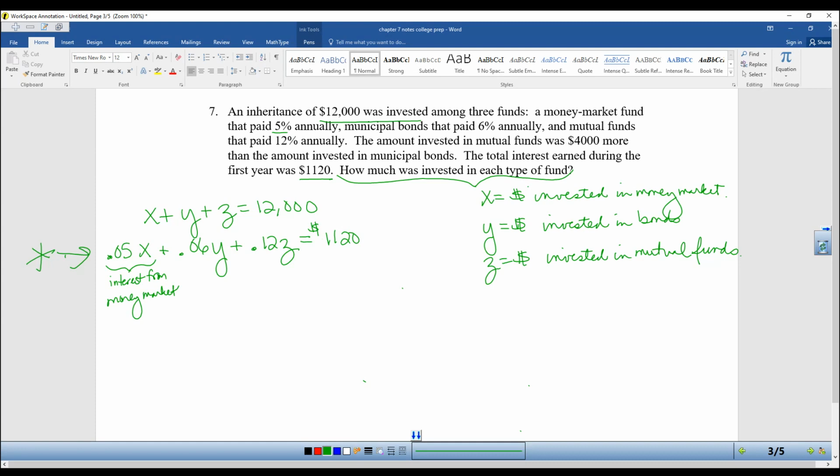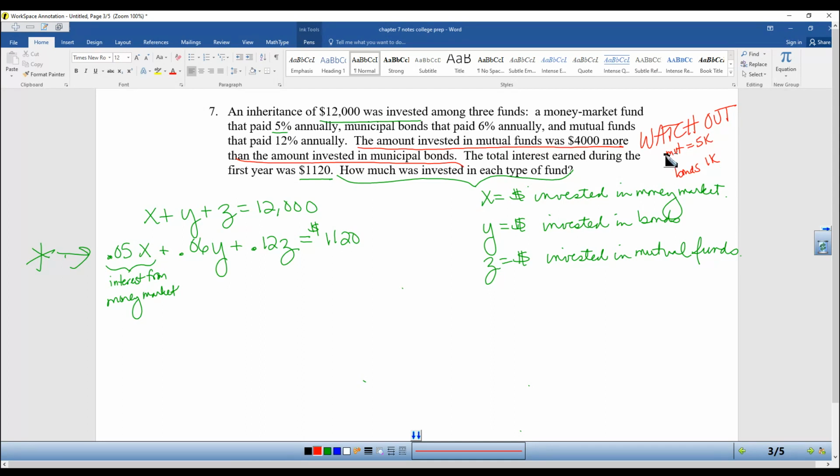That's your next equation. And then the last thing that they said was that they invested $4,000 more in the mutual funds than in the municipal bonds. So I will just tell you right now, this is where most people go wrong. Watch out. They write this backwards all the time. So if you need to, give yourself an actual example. So if the mutual funds was, let's say, 5,000, then that needs to be 4,000 more than the bonds. So the bonds would have to be 1,000.